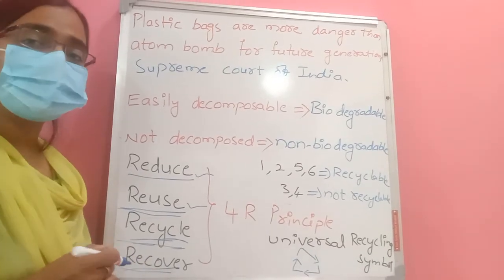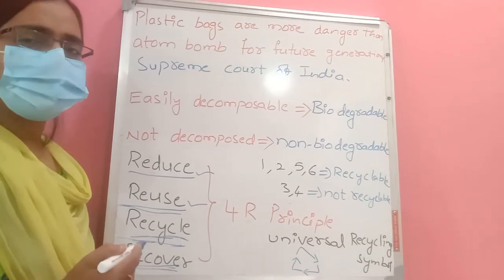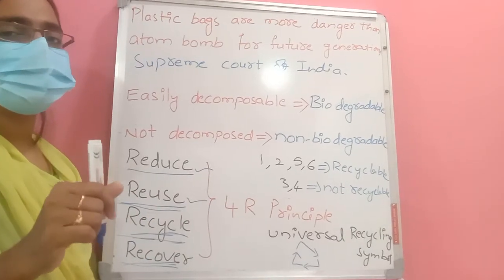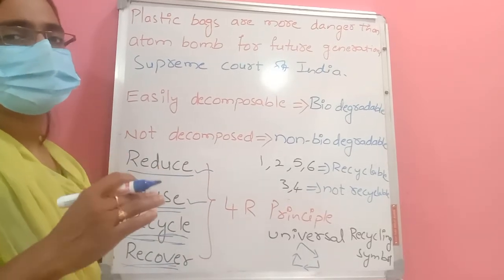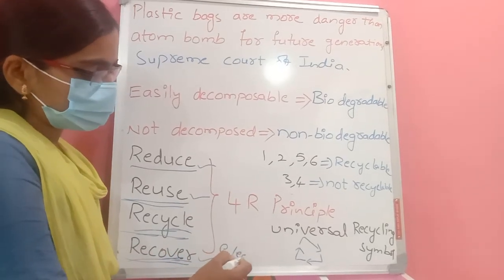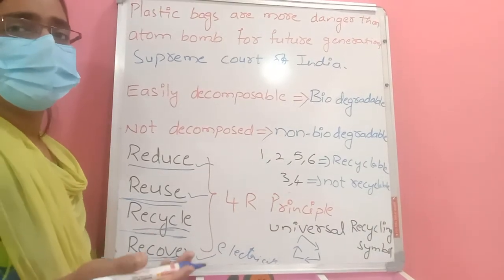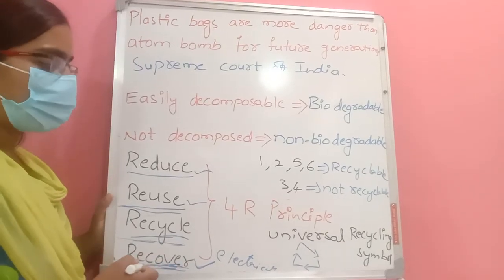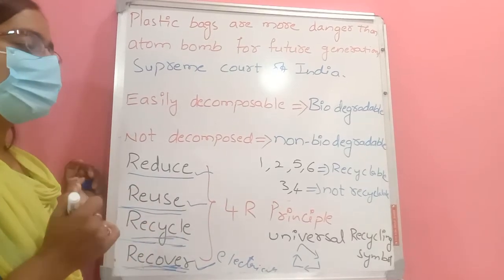Next, recover. Recover means solid waste management, how to do this recover. If you take a dump yard, there you can observe the most percentage is plastics. If you separate the total plastic, from that plastic we can produce electricity. We can produce electricity, and we can use this for many different processes. That's why we have to recover that plastic. These are the 4R principle: reduce, reuse, recycle, and recover.